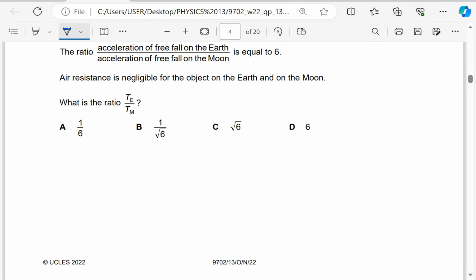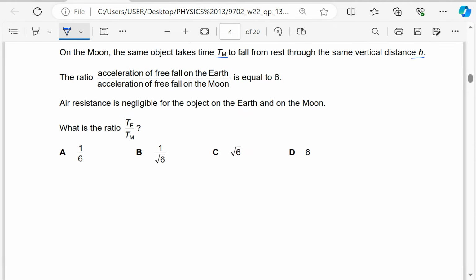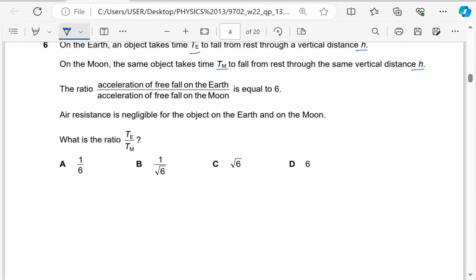Okay, so if air resistance is negligible, the accelerations are going to be constant, so the equations of motion can apply. So I can use s equals ut plus half at squared. s is going to be h. I'm now considering the Earth, so h equals, of course, initial velocity is 0. For free fall, initial velocity is 0. So I'm taking a half times g on Earth times t on Earth, squared.